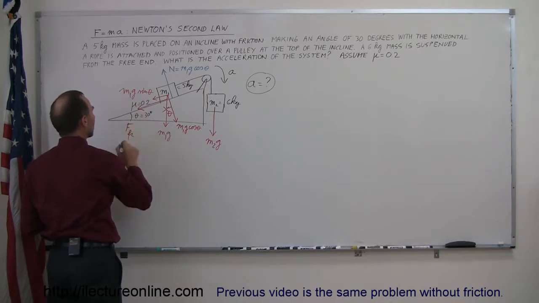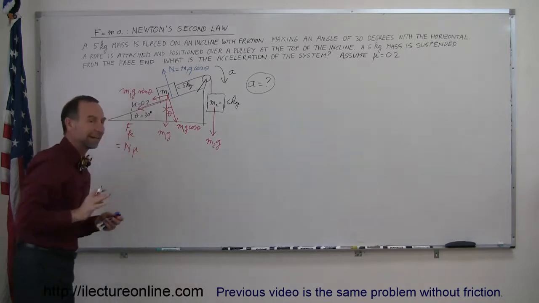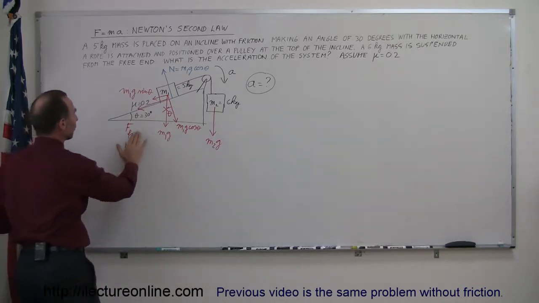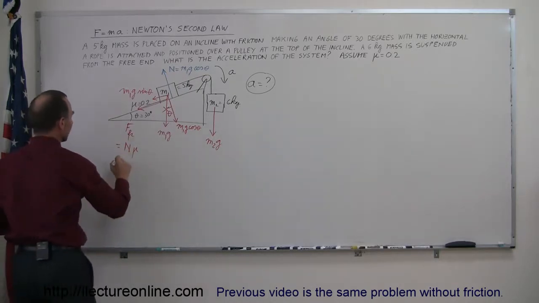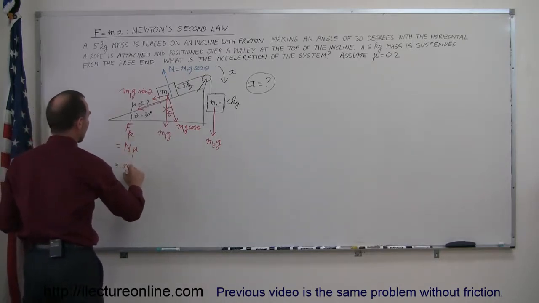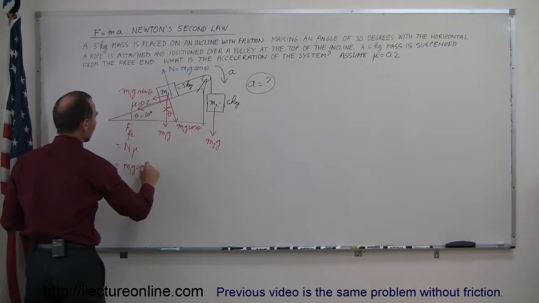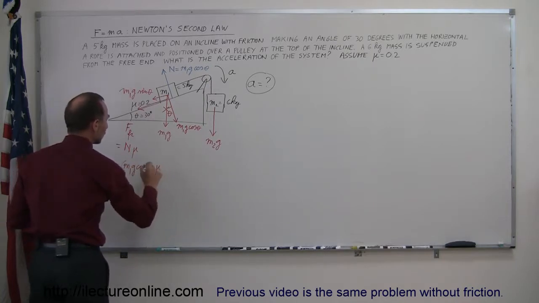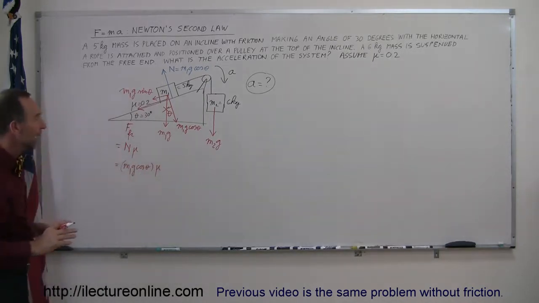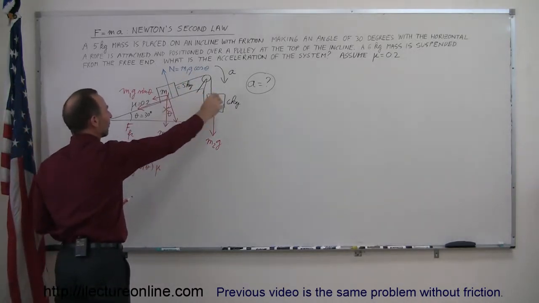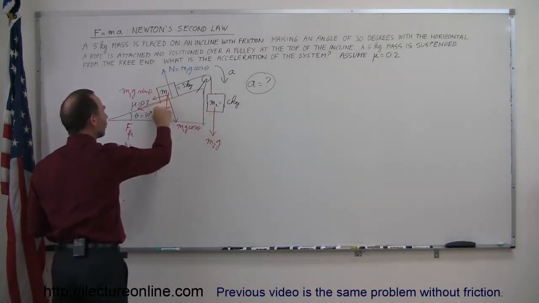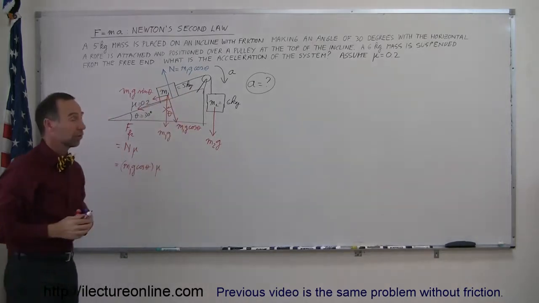The friction force is equal to the normal force times the coefficient of friction by definition. And since the normal force causing this friction is equal to m1g cosine theta, we can say that the friction force is m1g cosine theta times mu. So now we have three forces. These two forces cancel out, so we have this force and this force affecting the acceleration of the system.